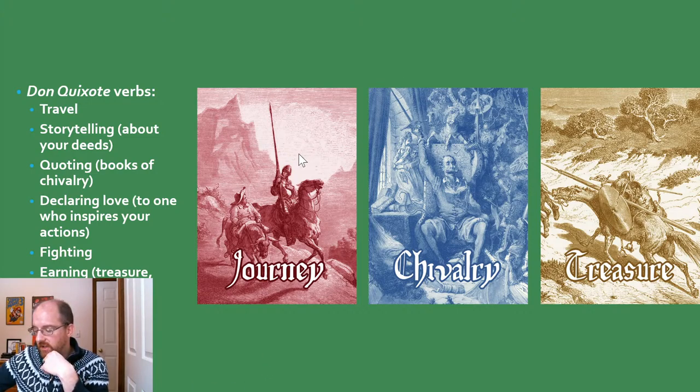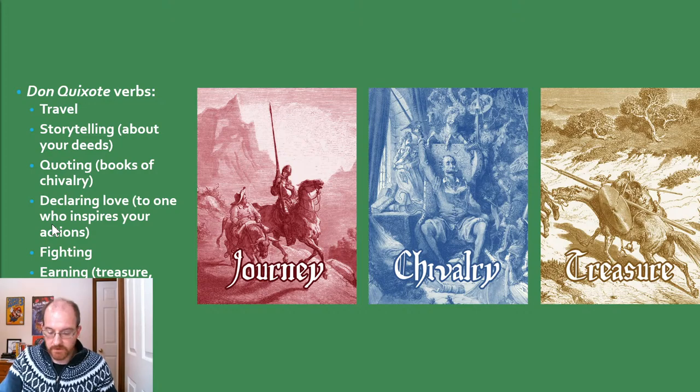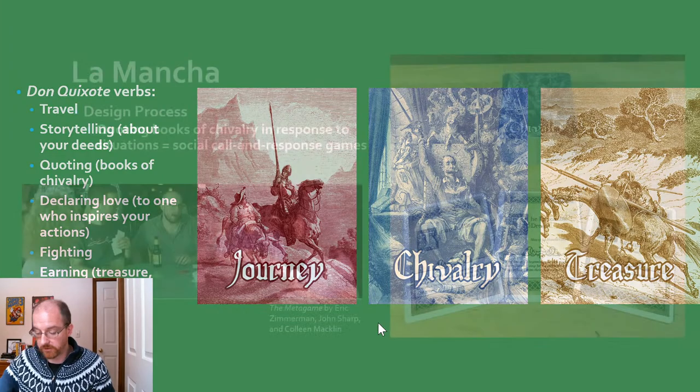So imagine you binge the entire Marvel MCU, and then you grab a trash can and a set of goggles, and you go start punching stuff like mailboxes in your neighborhood because you're Captain America. That's Don Quixote. But then you also quote Marvel Comics about your deeds. And then you fight a bunch of stuff and you get treasures. So yeah, that's Don Quixote. So how do we do that in a game? There are the verbs, let's make a game.